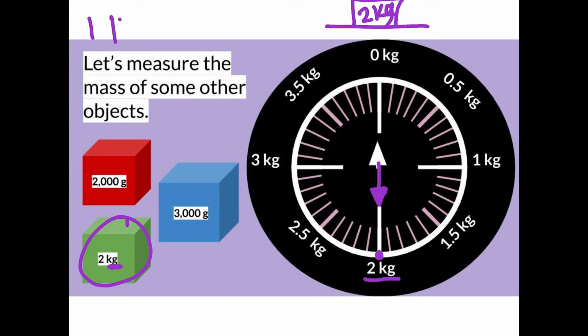Remember, hint, hint, 1 kilogram equals 1,000 grams. Oh, I know. If I had 2 kilograms, I would just add another 1,000, right? And that would give us 2,000 grams. Okay, guys, that is it for today's lesson.